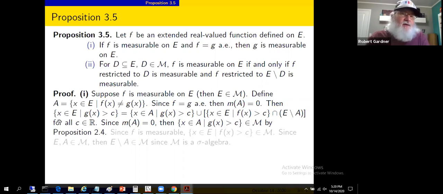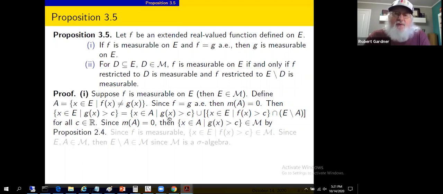Now we're going to take the set of x values such that g of x is greater than c and write it as the x values in A where g of x is greater than c. All right, so this is where g of x is greater than c, but g of x and f of x are different. That's what set A was all about. So what's f of x doing here? I don't know.